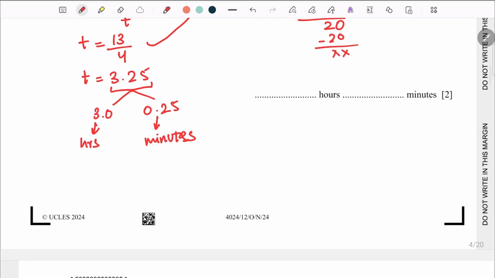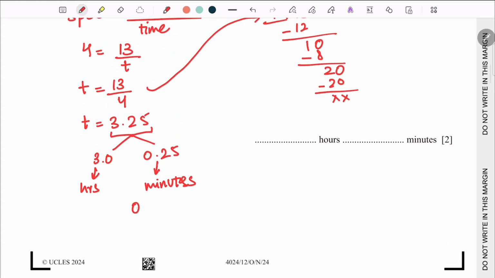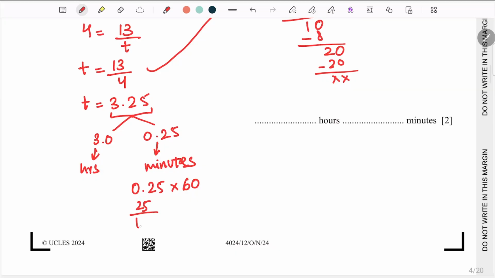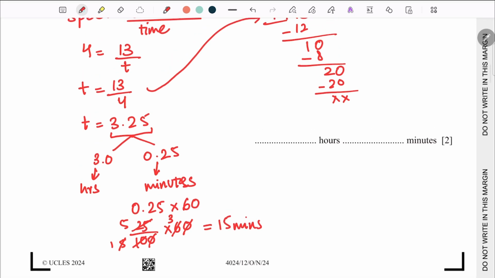So I'm going to convert 0.25 by multiplying by 60, so 25 over 100 multiplied by 60. 0 and 0 can cancel. 2 into 3 is 6. 2 into 5 is 10. 5 ones are 5. 5 fives are 25. And 5 into 3 is 15. So these are the minutes. My final answer will be 3 hours and 15 minutes. The 0.25 was 0.25 hours, so we had to convert it into minutes by multiplying it by 60.